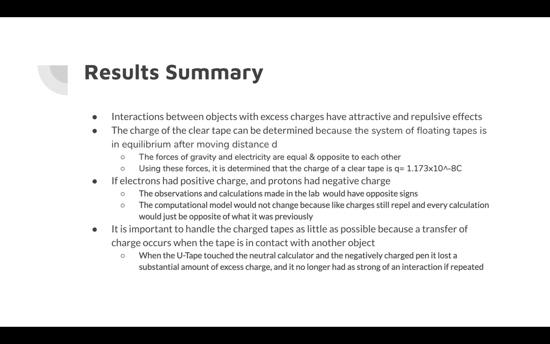It is important to handle the charged tapes as little as possible because a transfer of charge occurs when the tape is in contact with another object. This happened a lot when I touched the U-tapes to a neutral calculator and when I charged it to the pen, because the U-tape lost a substantial amount of charge and sometimes had to be remade to show a stronger interaction.